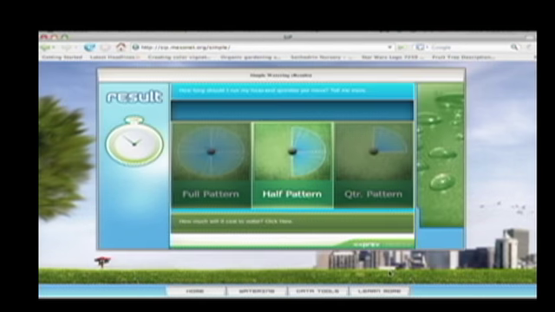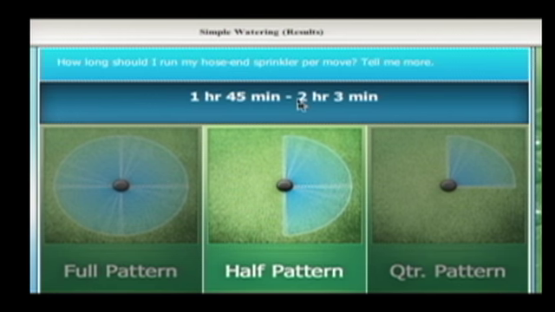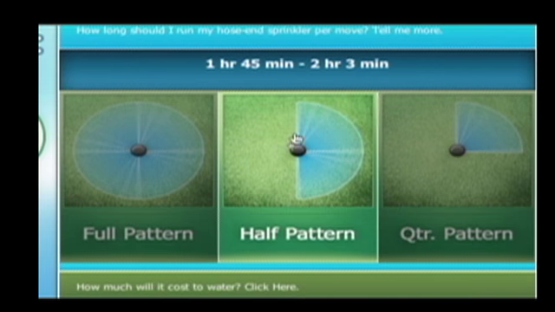Okay. So now we're going to go next, and you can see that with that sprinkler, to cover the amount of water that the grass used in the last 5 days, we would run it for an hour and 45 minutes or 2 hours and 3 minutes. Now that's set to a half pattern. That's set to a half pattern, and you look at that and you see half pattern, quarter pattern, full pattern, what does all that mean? Well, this kind of sprinkler you have, you can adjust that at the sprinkler, and that's what this person has done here. They've adjusted it to just half.